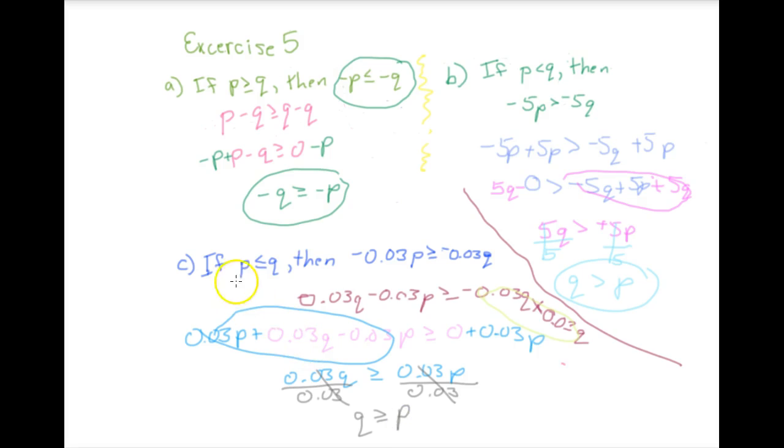And that's what we're looking for. P is everything less than Q. If P is everything less than Q, then Q is everything greater than P. We did it.